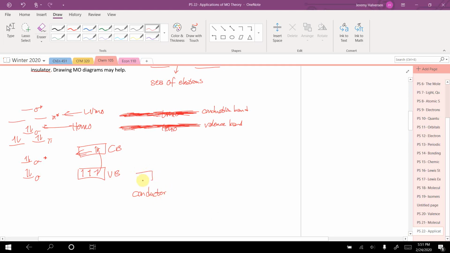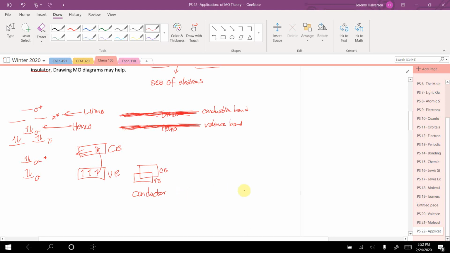Conductors have their valence band and their conduction band overlapping in terms of energies, meaning it takes pretty much no energy for an electron to move up from valence to conduction. So as soon as you put any electricity into that wire, electrons are moving.